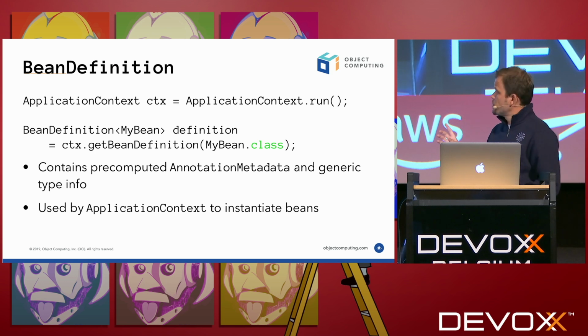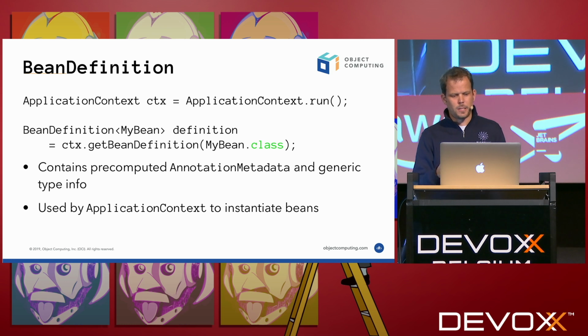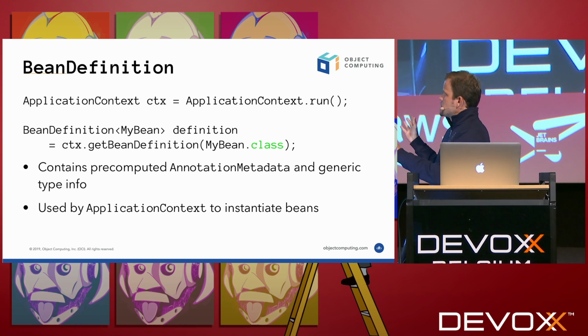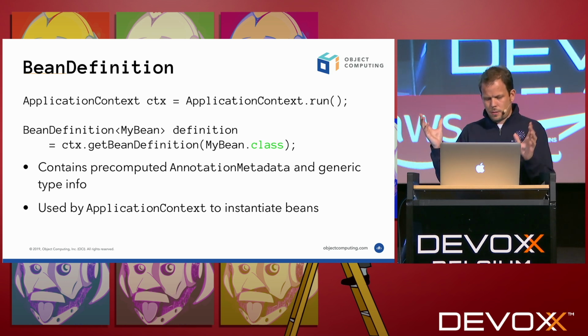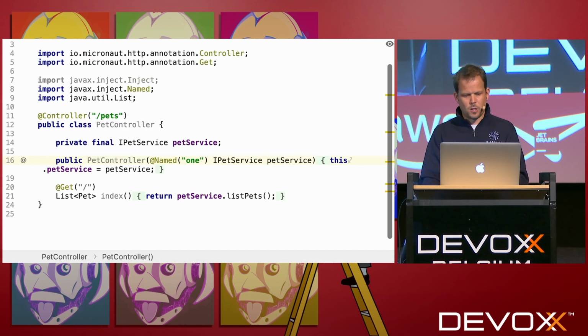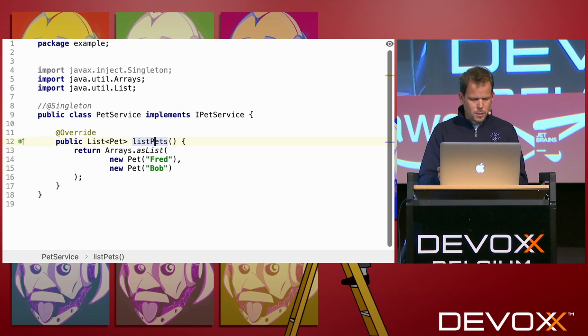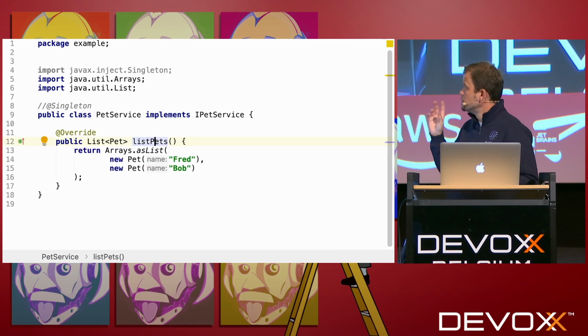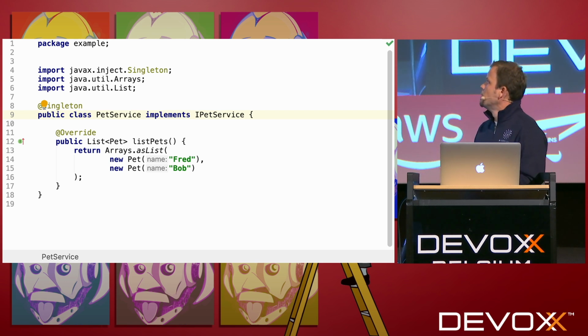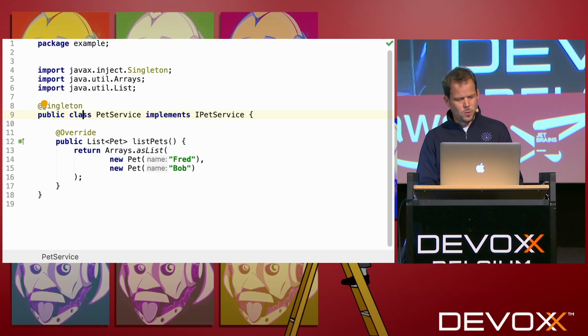And BeanDefinition is the interface that you interact with if you want to analyze a bean definition yourself. So within the context, for each annotated object in your Micronaut application, in this case, I've got a controller, I've got a service, you will have a bean definition, and you can retrieve the bean definition and analyze it in whatever way you want, if you want to have some custom use case or whatever.